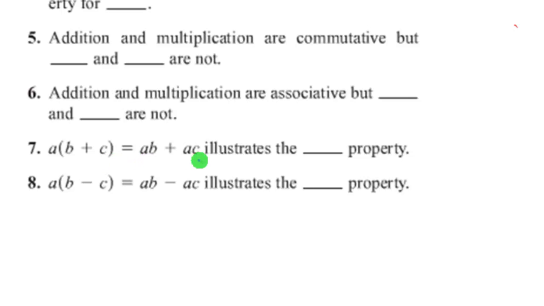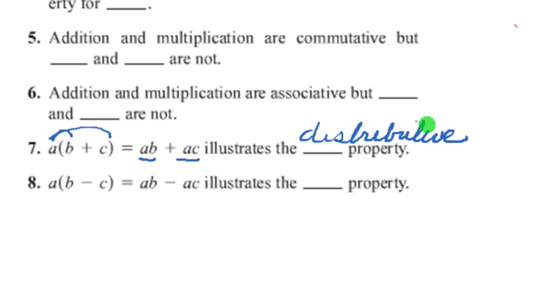Okay, and then problem number 7. I bet you recognize this. This is the distributive property. We've distributed the a throughout the parentheses. And in problem number 8, same thing, distributive property.